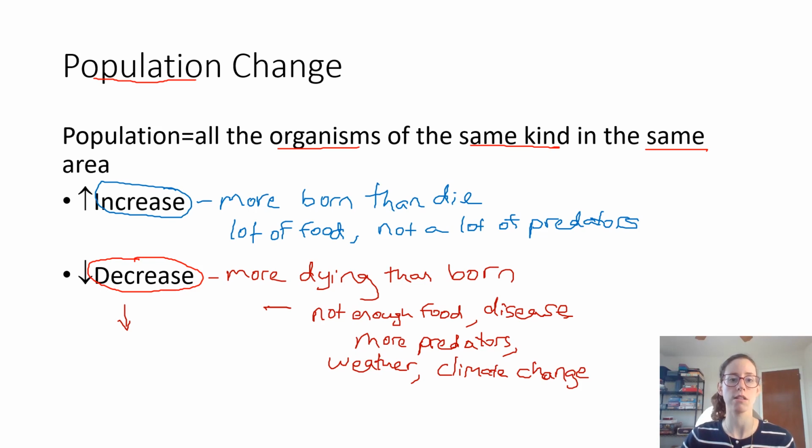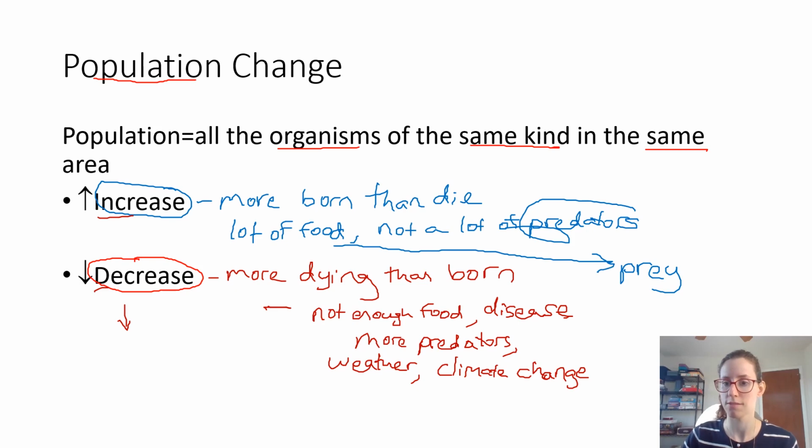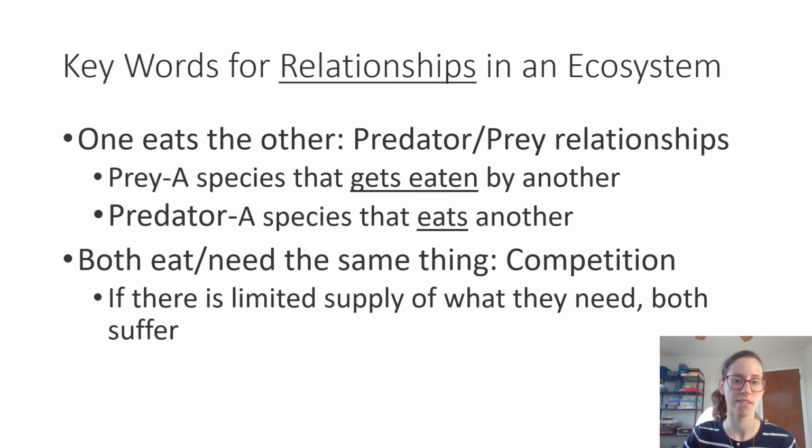Today, though, we're going to focus on increases or decreases that could be caused by other populations. For example, predators or prey. And prey is the word that we use for food animals. So as I just mentioned, we have some keywords that we need to know. A predator and a prey. Prey is the species that gets eaten by another species.